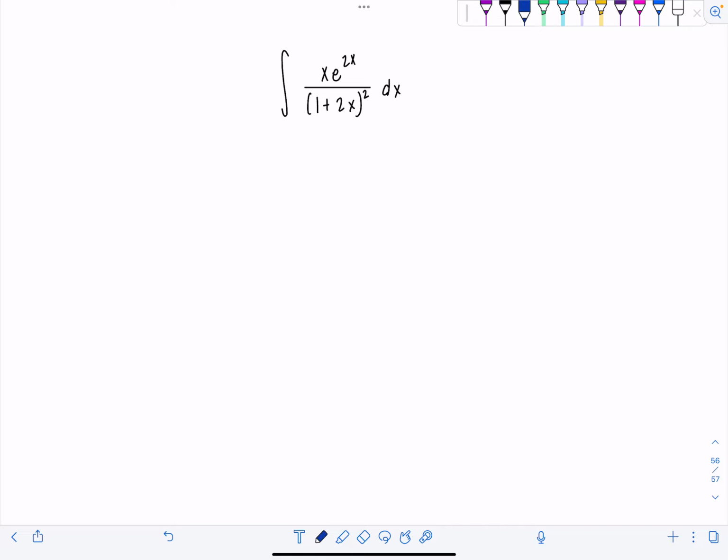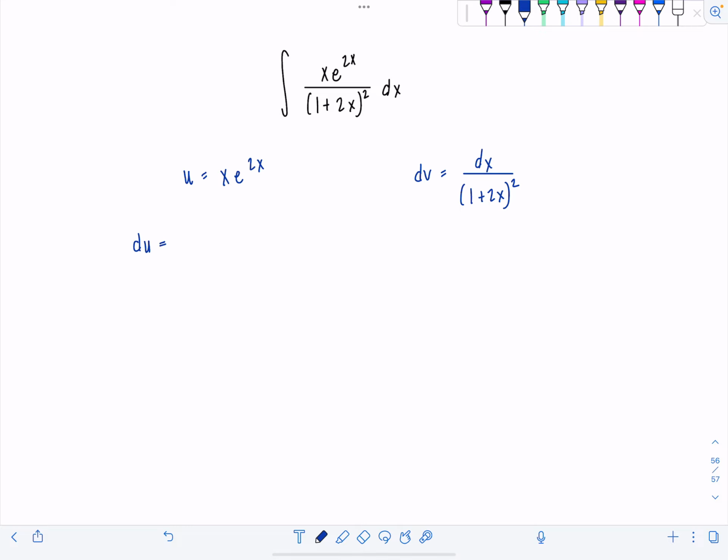So here we go. How to choose u and dv. It's not obvious. It took a little bit of trial and error. u is going to be x times e to the 2x. And then dv has to be what's left over, which is just all of this right here, namely dx over (1 plus 2x) quantity squared. All right, now we need to find both du and v.